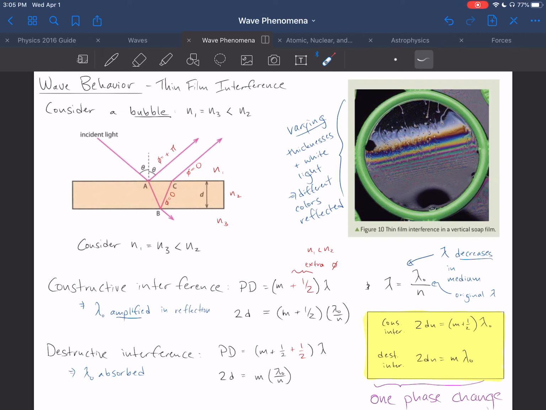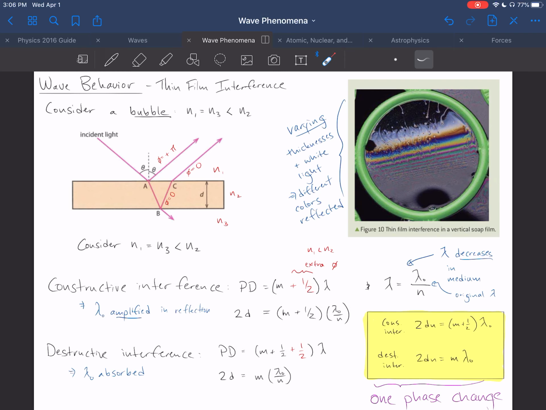But what is the wavelength? We have to be a little bit careful here. When that light wave goes into medium 2, into the bubble, it slows down. And when it slows down, the wavelength decreases in that medium. It decreases by exactly a factor of the index of refraction. So if the index of refraction is 1.4, for example, that wavelength will be exactly a factor of 1.4 smaller.